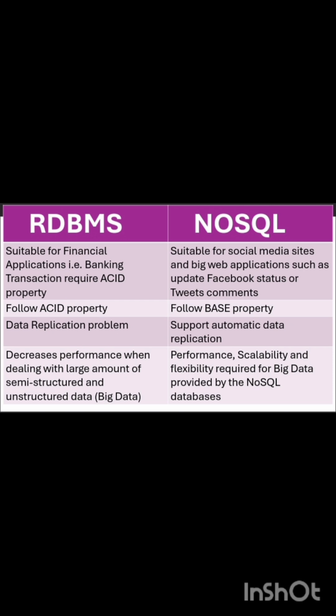In a relational database management system, RDBMS has data replication problems, and NoSQL supports automatic data replication. Means in RDBMS the data replication problem consists of data consistency, ensuring data consistency across nodes, which can be challenging, and it has data loss. Data loss can occur due to node failure and replication errors.